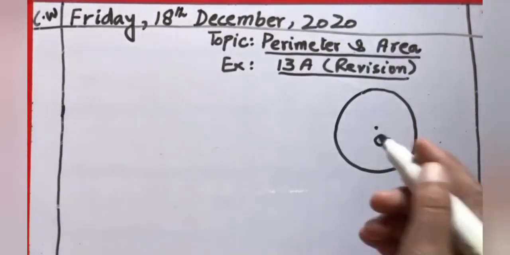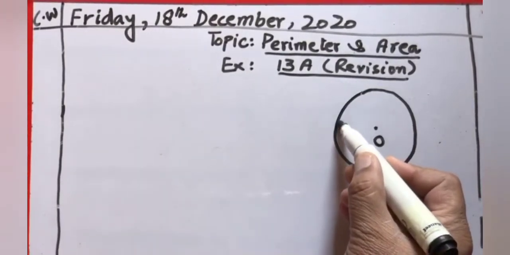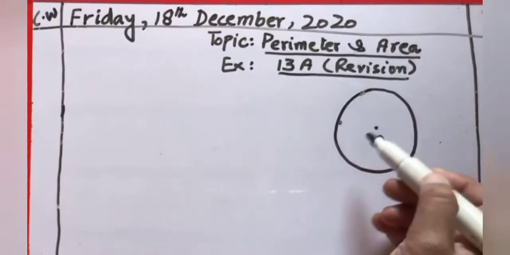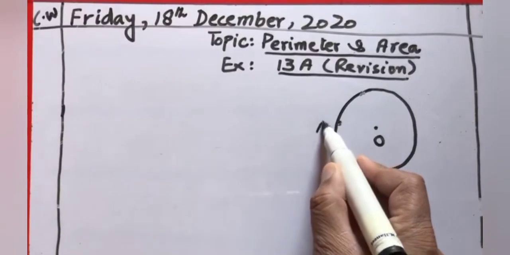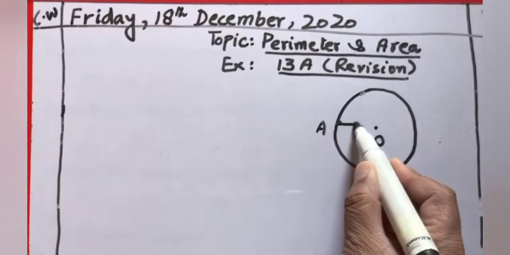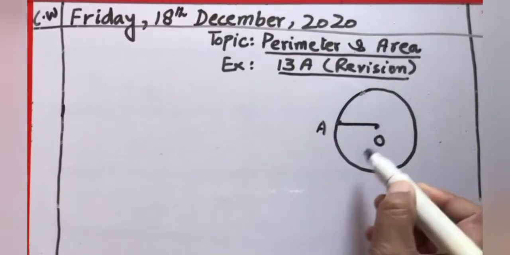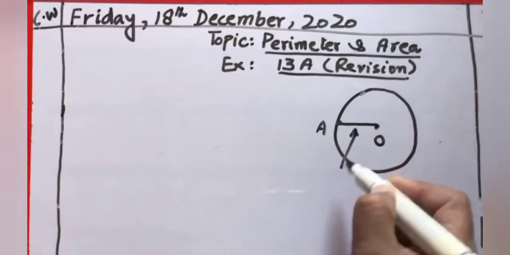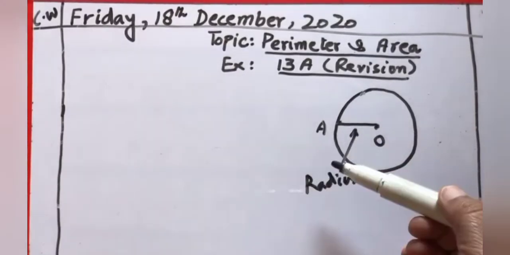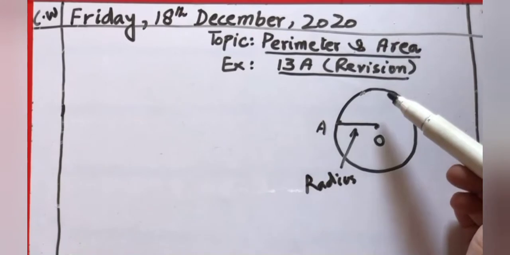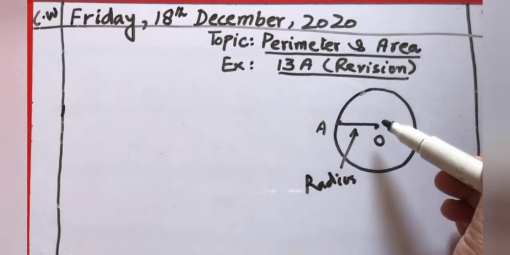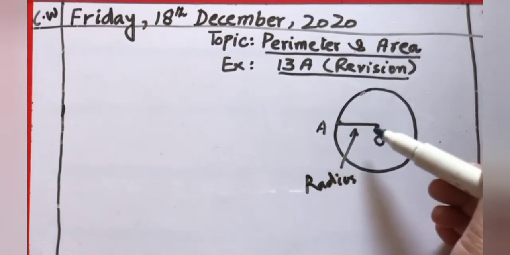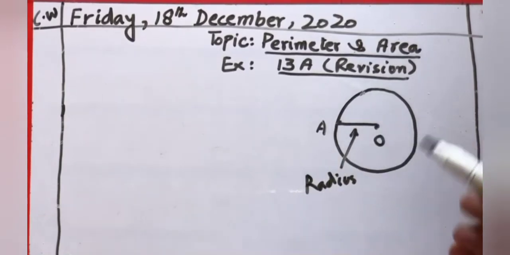So if we take a point on an outer boundary of a circle, if we join this point to the center of the circle, it is called the radius of a circle. If you take any point on the circle and join it with the center of the circle, the distance between these 2 points is called the radius of a circle.